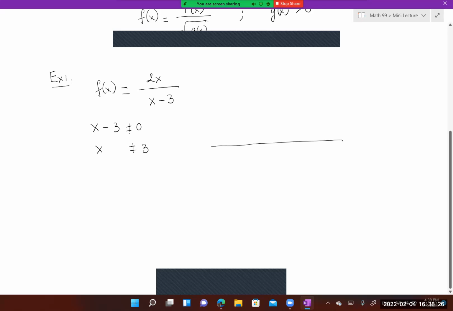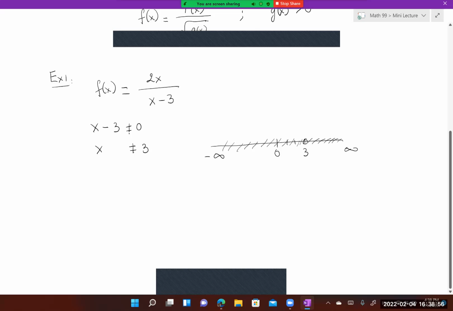Then look at the number line. Starting from the left is negative infinity and on the right is positive infinity, 0 in the middle and 3 here on the right side of 0. The domain of this function is everything on the left of 3 and everything on the right side of 3, but not the number 3.